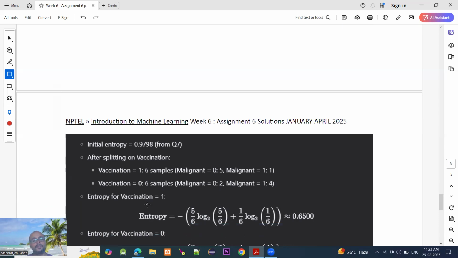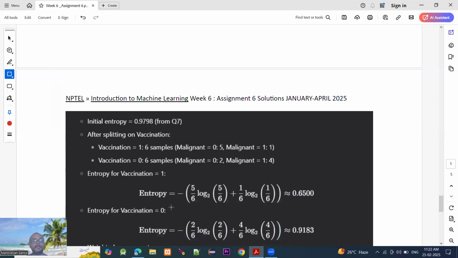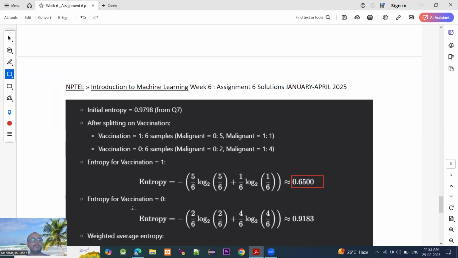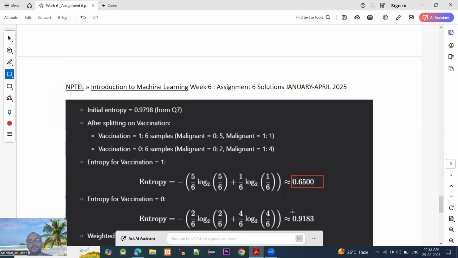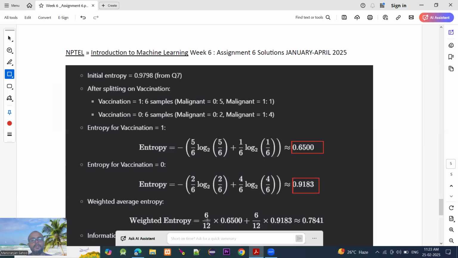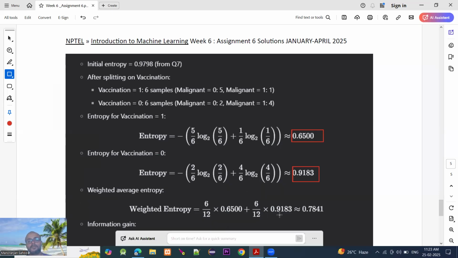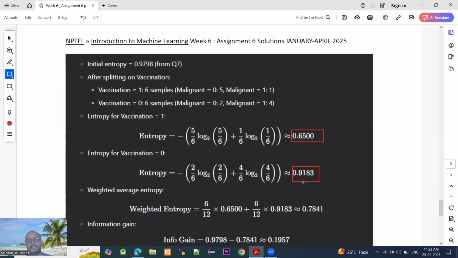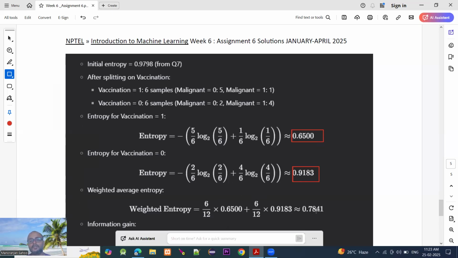So entropy for vaccination 1 is minus 5/6 log 2 of 5/6 plus 1/6 log 2 of 1/6, which is approximately 0.6500. Entropy for vaccination 0 is approximately 0.9183. Then weighted average entropy equal to how much? 6/12 into 0.6500 plus 6/12 into 0.9183. If you calculate, we will get 0.7841.